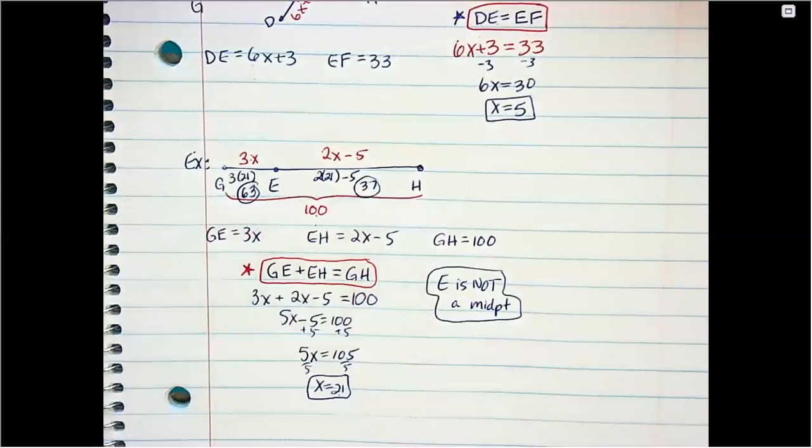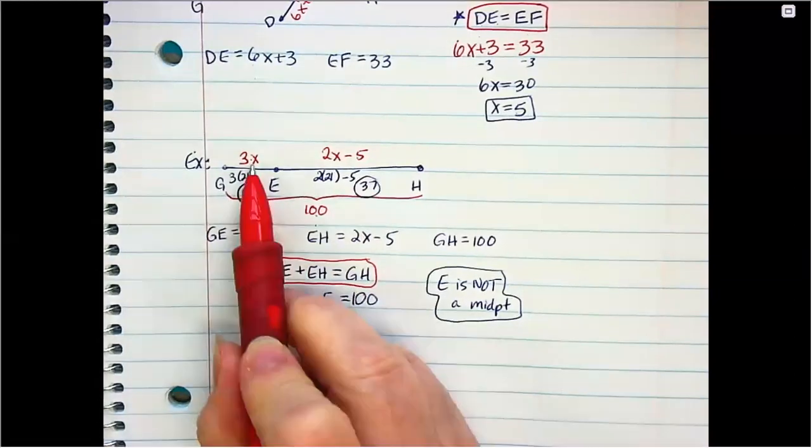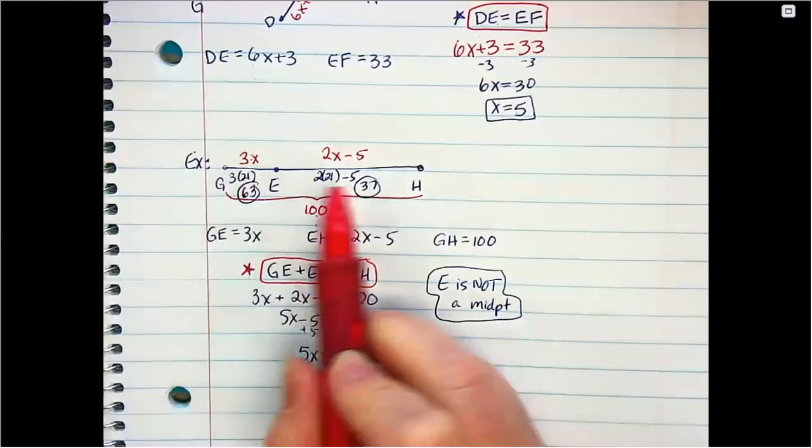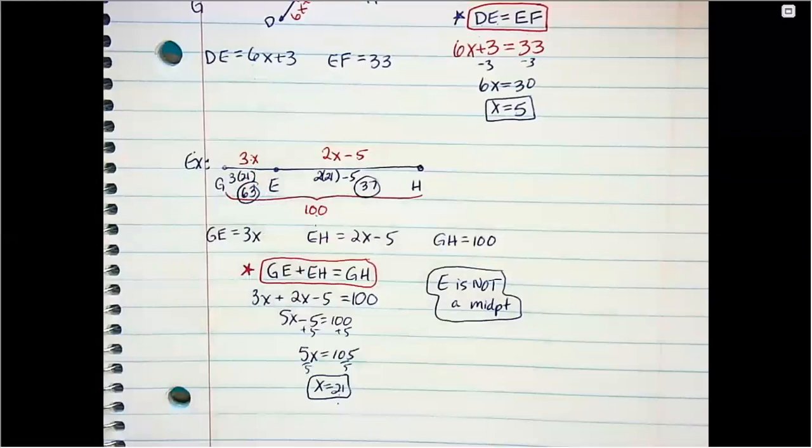And all you have to do is substitute that X in the equation up here, or in the values for your variable. So 3 times 21 and then 2 times 21 minus 5. They should give you the same answer if it's a midpoint. Good question.